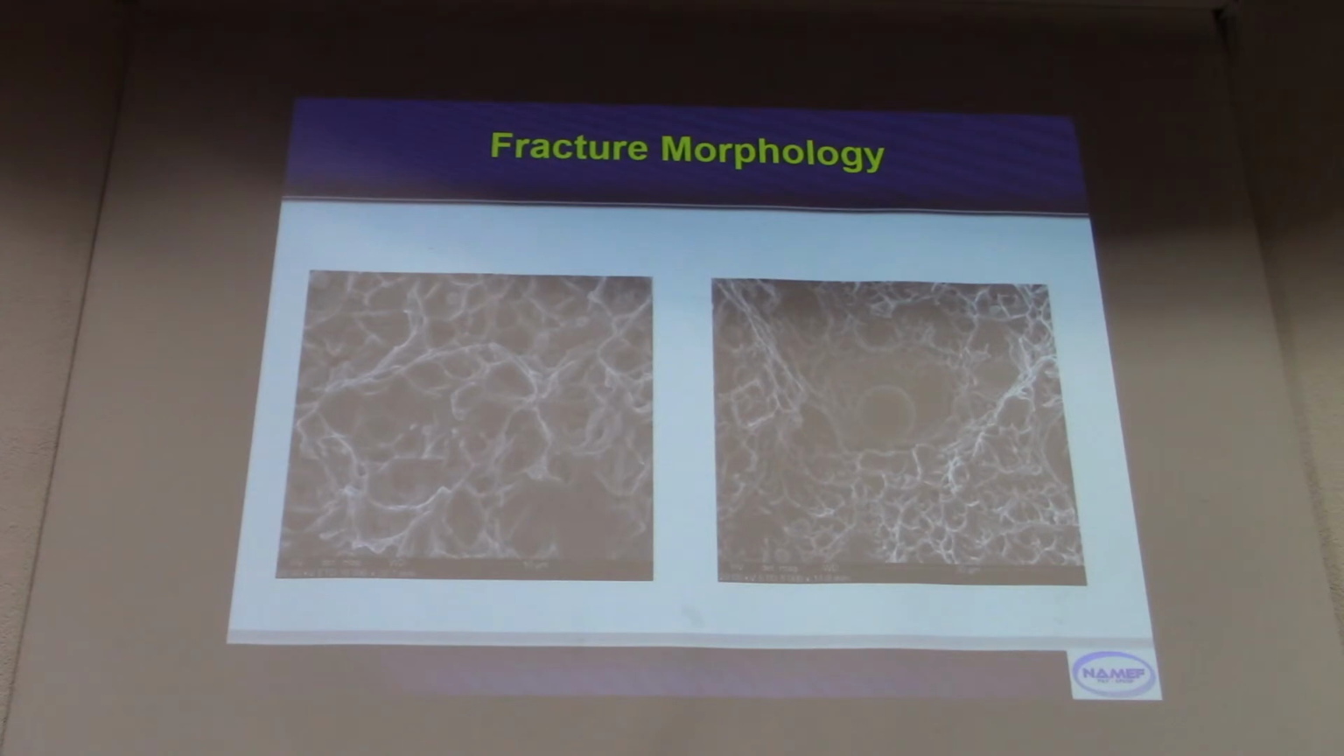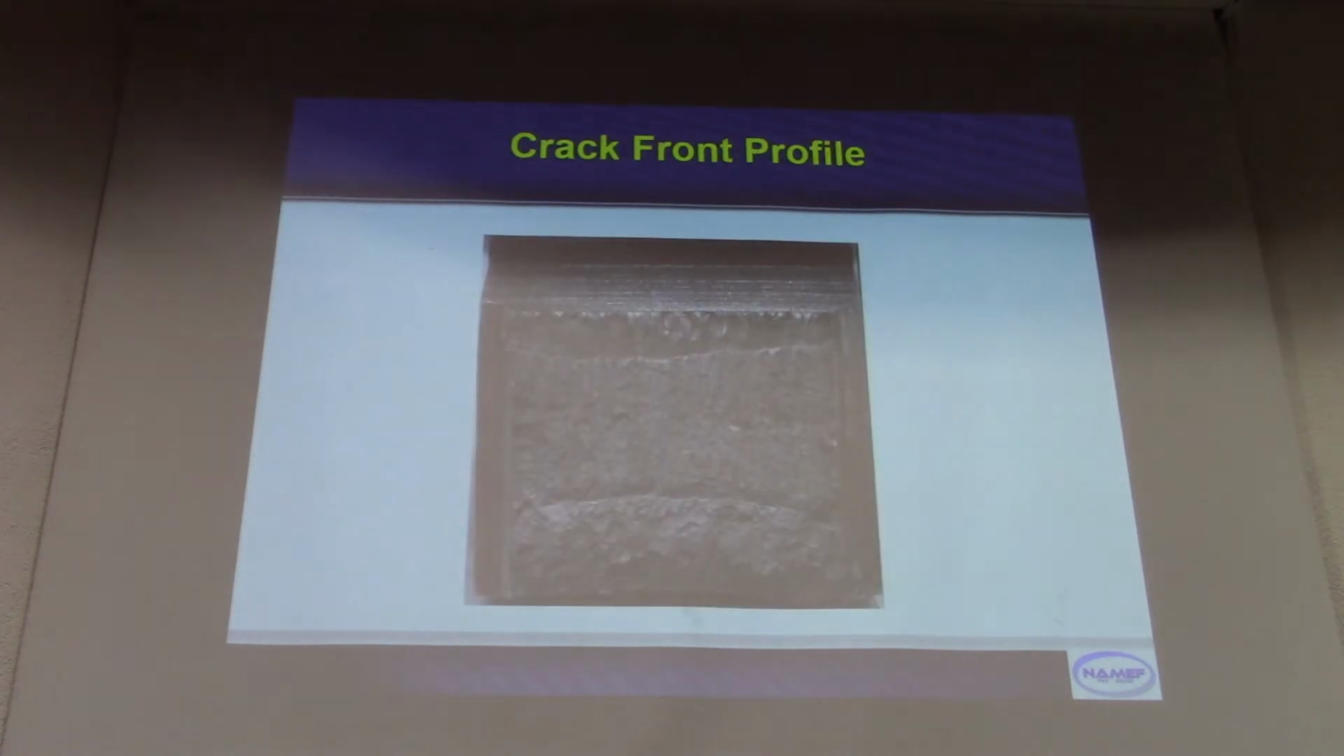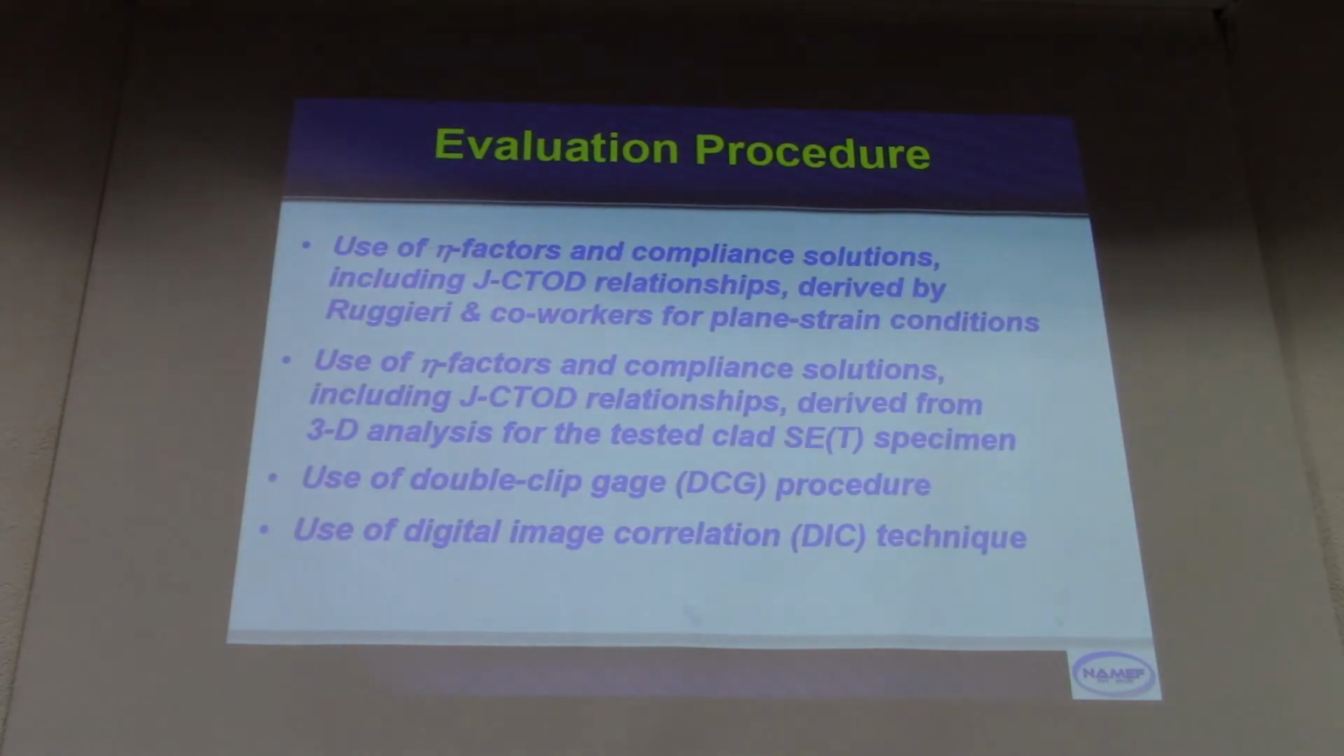This is the morphology, so this is really ductile tearing. You can see a lot of voids, a very dimple structure, and it's a little light, but you can see here the crack front profile. This is the fatigue pre-crack notch. This is the ductile tearing, and this is the final failure by unstable collapse usually.